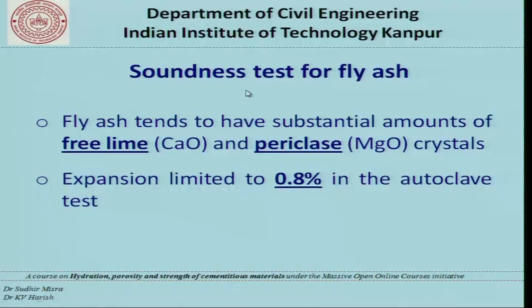Now the second one is the soundness test. We are not getting into the soundness test because it is already discussed in Portland cement. All that you have to know is that soundness problems may exist if fly ash has a higher quantity of free lime or magnesium oxide crystals, and the limited expansion value is 0.8 percentage in the autoclave test.